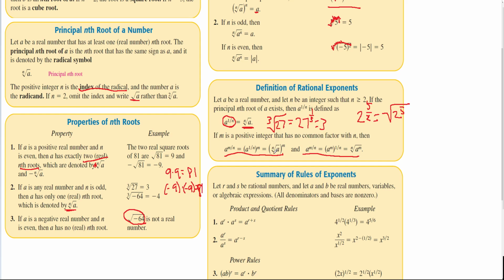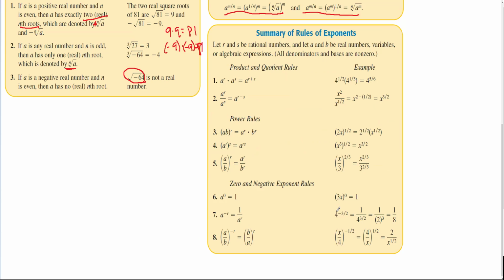It's just all about which operation you would rather do first, and in some cases one is more useful than the other. So it's just a preference type of deal. And then finally we have summary rules for exponents.